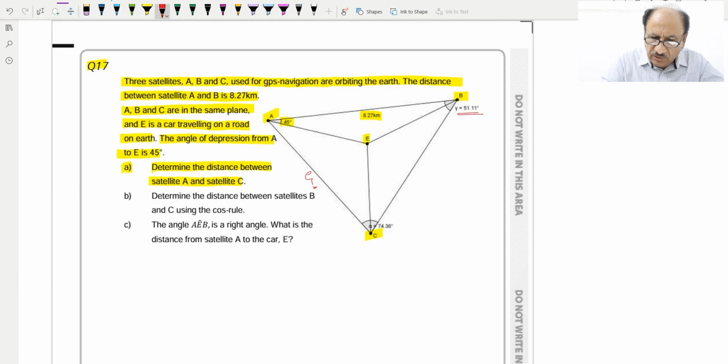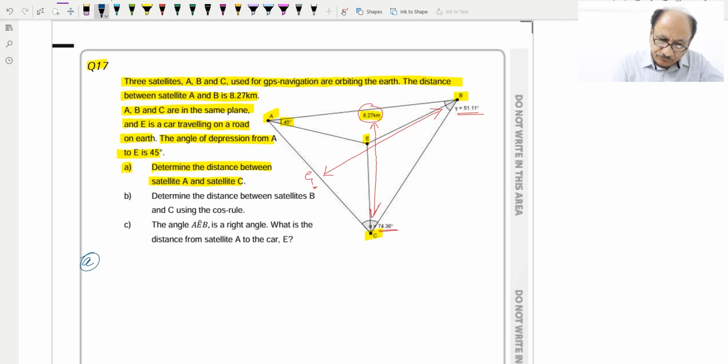this angle, and we have this angle also, 74.36. So we have two angles and a side also, so we can apply the sine rule. This side will be opposite to this angle, and this will be opposite to this angle. So we can solve part A over here.